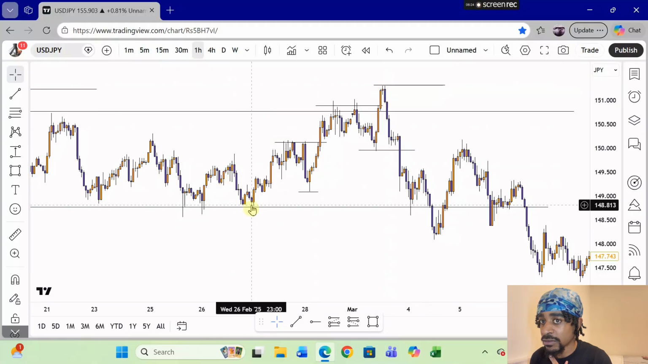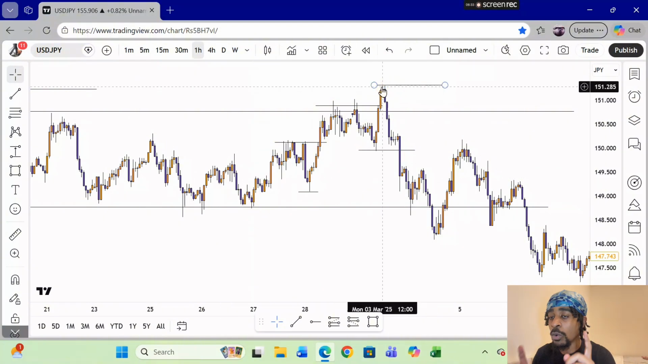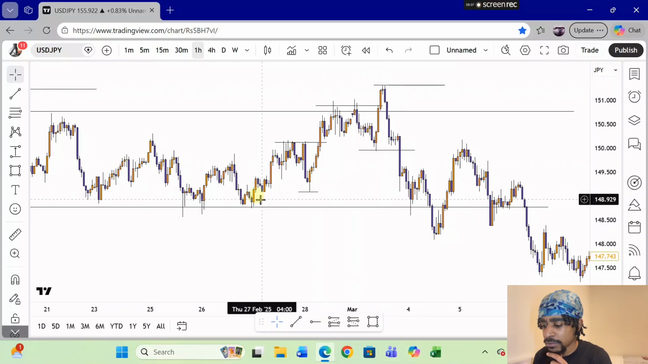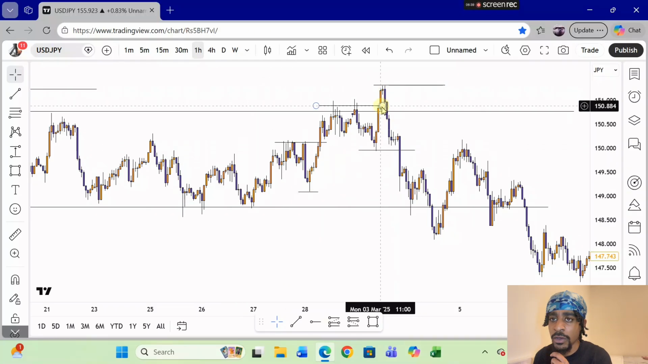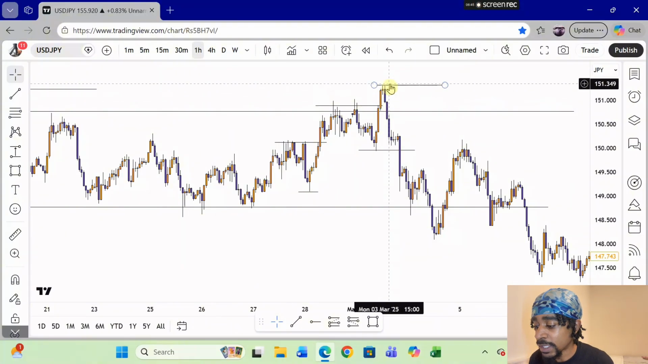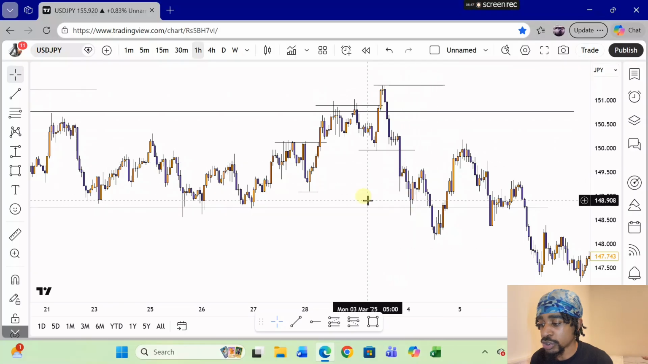So that is Thursday, the start of Thursday the 27th, all the way to Monday the 3rd. So that's about a week. Friday, Thursday, Friday. So it would have been Thursday, Friday, and then Monday. No, not a week. The end of a week starting into the new week. So that's about 3 days in total. We make that high on Monday, and then we start the push down.